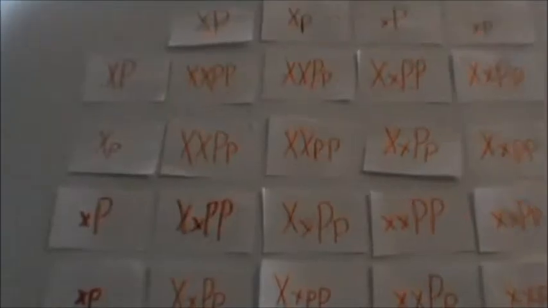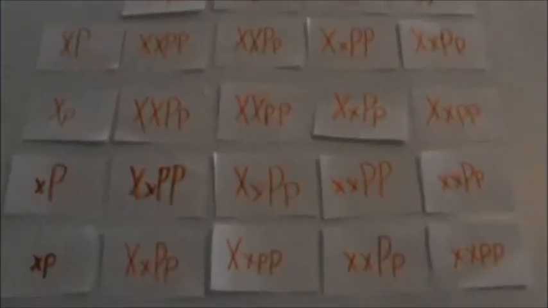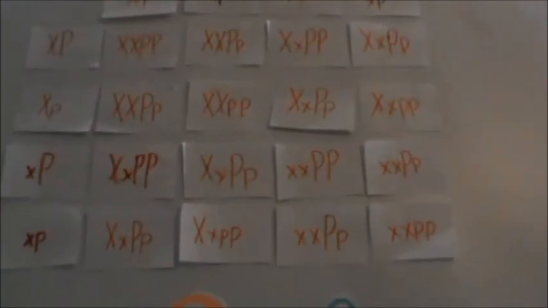The homozygous dominant that we have here is this one, that is the only one in all capital letters. And the homozygous recessive is this one because it's the only one that has lowercase. So with this, I can make predictions of generations.